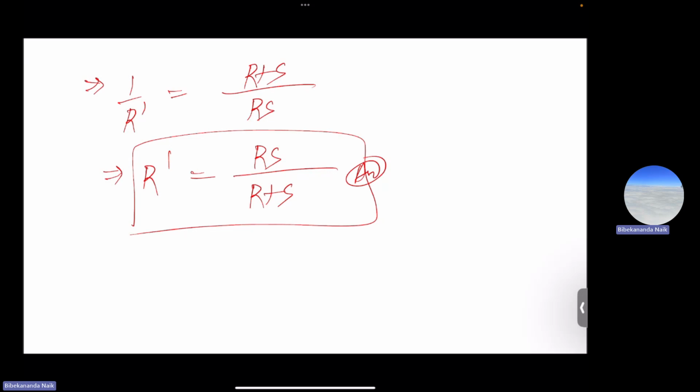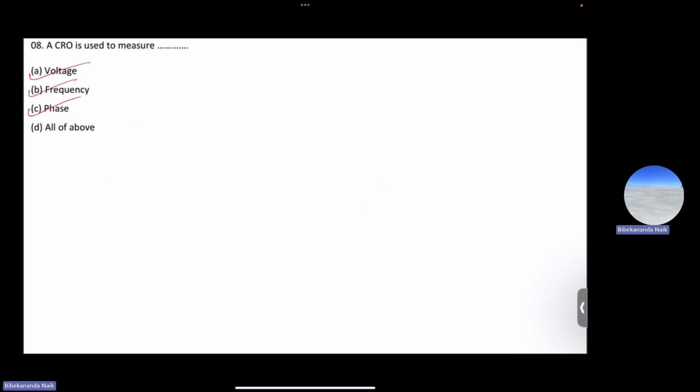Now I move to question number 8. Question number 8 says a CRO is used to measure. We have already discussed a few problems regarding the CRO, and in the lectures that were part of this course, it has already been explained quite well how the CRO works and how it measures different parameters. So a CRO is used to measure voltage, frequency, and phase. So the correct answer is all of the above.